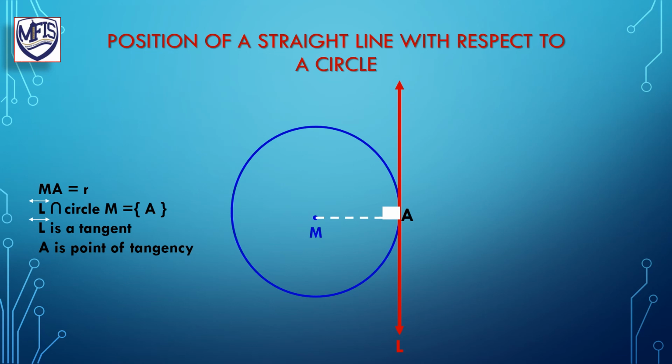Remember that the tangent of the circle is perpendicular to the radius from point of tangency. As we can see here, the straight line is perpendicular to the radius from point A, from point of tangency.